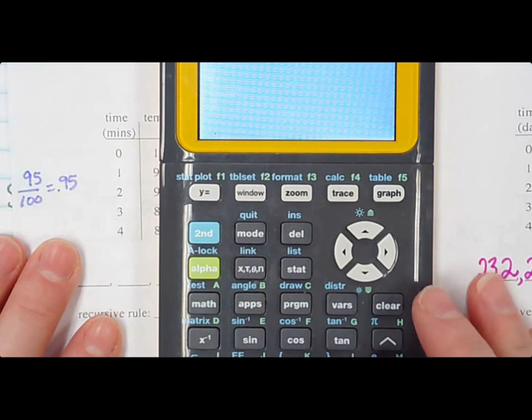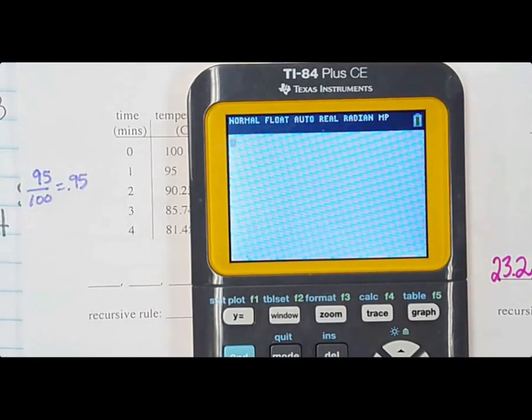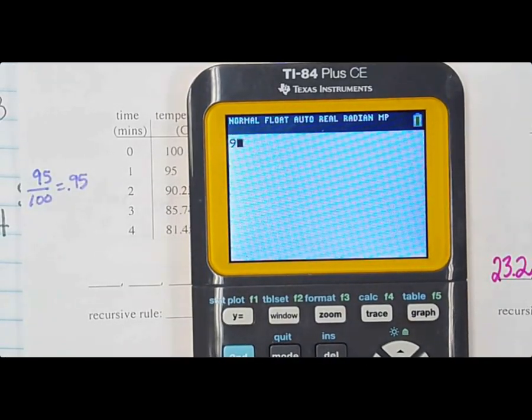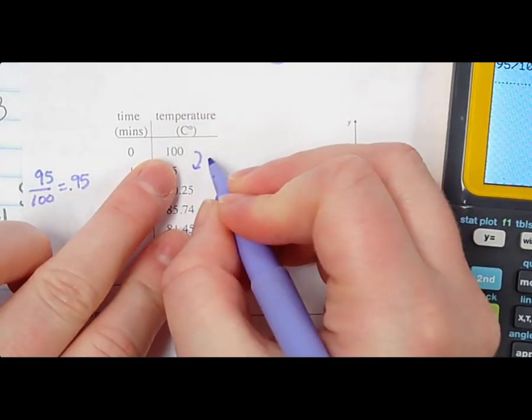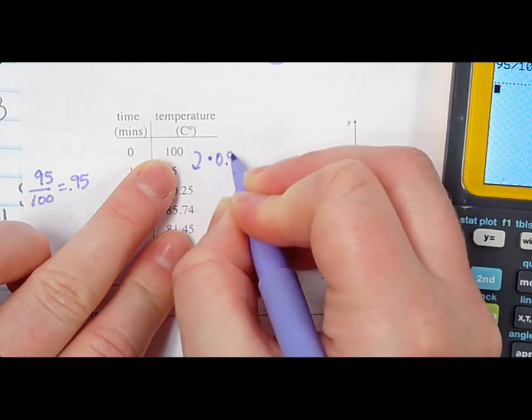How did you know that without even plugging it in the calculator? Because you already did it? Okay. 95 divided by 100 is 0.95. Okay, so that means this is times 0.95.